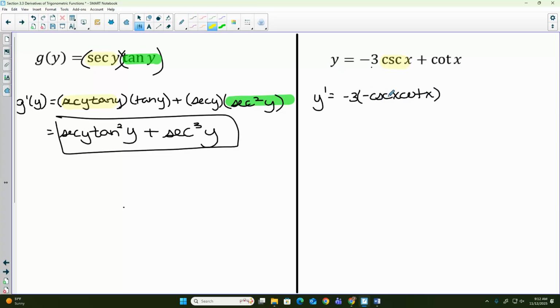So it's -3 times that, or you could go ahead and change it to a 3. Plus derivative of cotangent. No, cosecant squared. So we just get 3 cosecant x cotangent x minus cosecant squared.